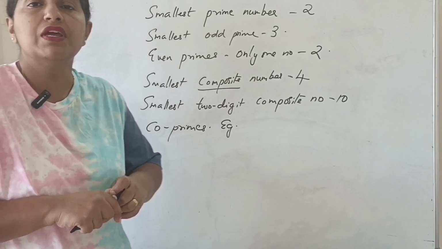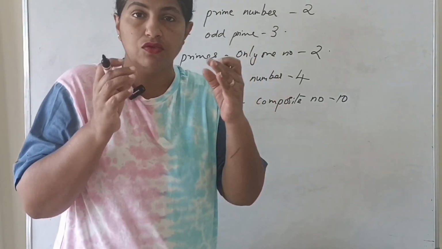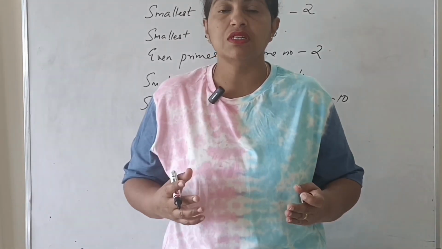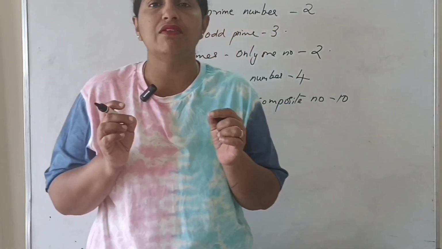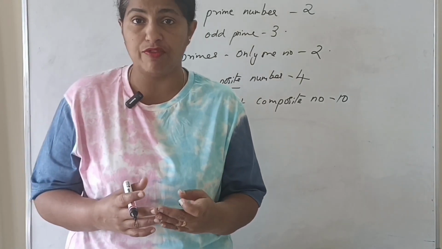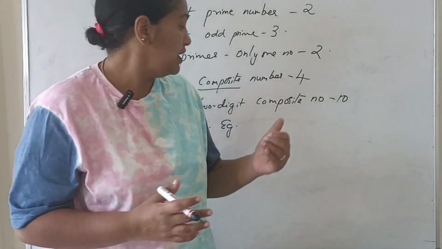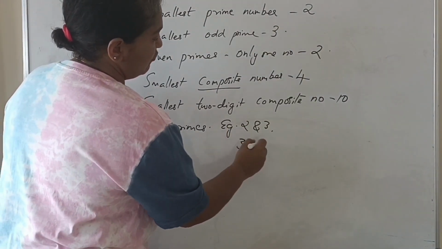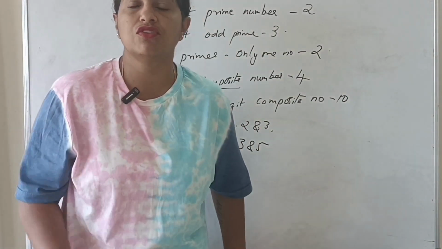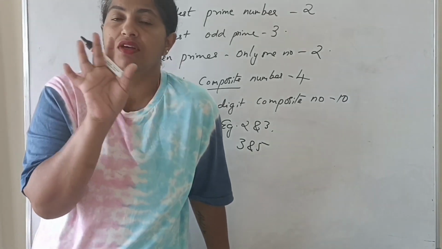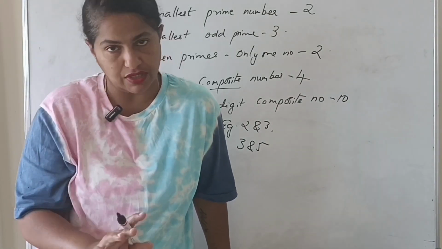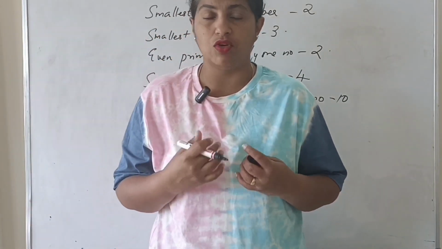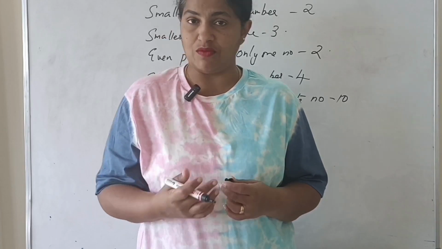What are coprimes? Coprimes are those numbers which do not have any common factor other than 1. Such numbers are called coprime numbers. In the case of coprime numbers, their highest common factor will be 1. Examples of coprime numbers: 2 and 3, 3 and 5, 2, 3 and 5. All of those are coprime because they do not have any common factor other than 1. I hope these are all very basic questions that you are already clear about. So now, let us move on to the sums.